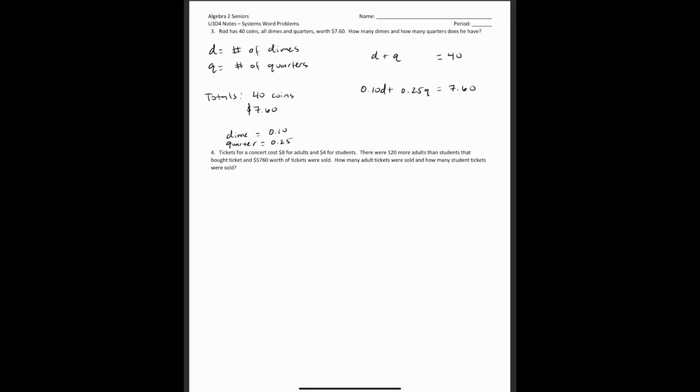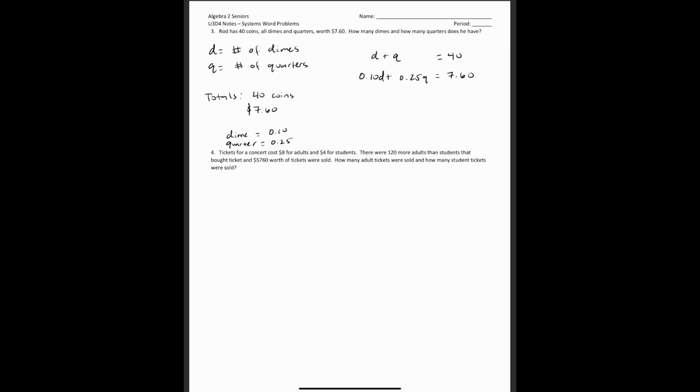So we have our system, we have our first equation, and we have our second equation. What we need to do is solve the system. We need to figure out, again, how many dimes and how many quarters this person has. So what you can do is solve this system by using elimination or substitution. We've done elimination for the first two problems. We're going to go ahead and change it up for this problem. We're going to solve this system by using substitution.